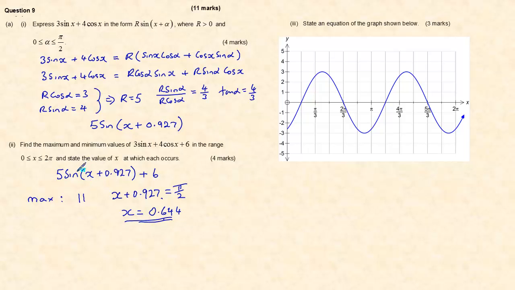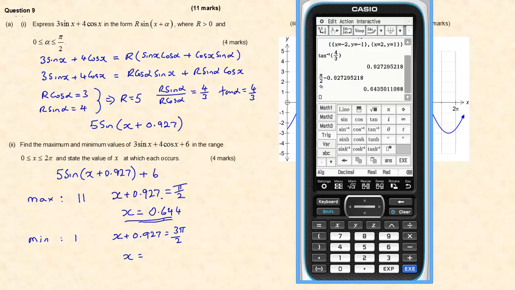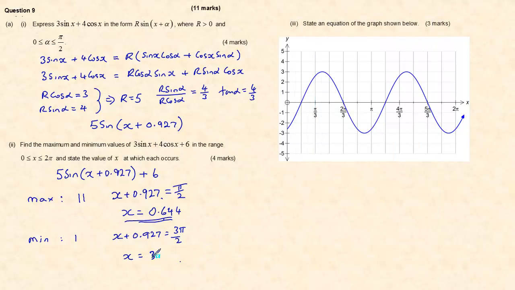The minimum value for sine is -1. -5 add 6 is 1. So the minimum value is 1. And that happens at 3 pi by 2. So x plus 0.927 would be 3 pi by 2. So x is going to be 3 pi by 2, take away this answer, which is 3.785.